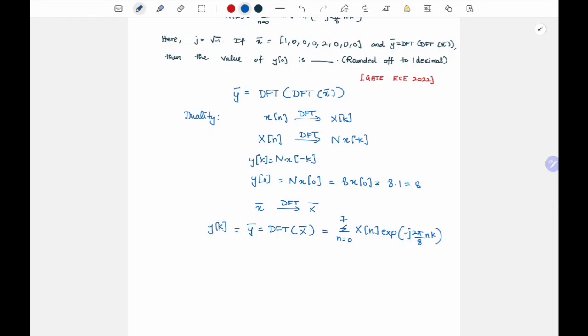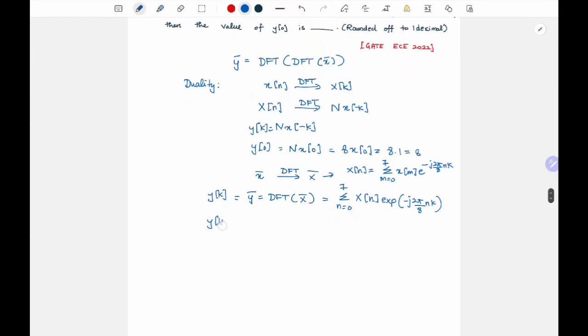And x of n itself is what, using this DFT? Your x of n itself is nothing but summation m equal to 0 to 7 x of m e power minus j 2 pi by 8 nk. So that you substitute here. You will get y of k as summation n equal to 0 to 7 summation m equal to 0 to 7 x of m e power minus j 2 pi by 8 mk, this is m, into exponential of minus j 2 pi by 8 nk.